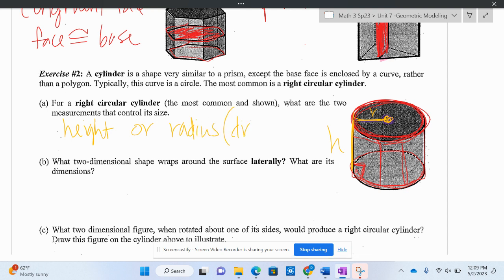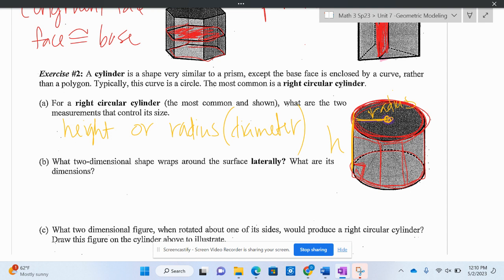It might have a diameter drawn, but when you think about volume, we use radius. But you could put radius or diameter, something like that. So the height of the cylinder and the radius determine the measurements, right?